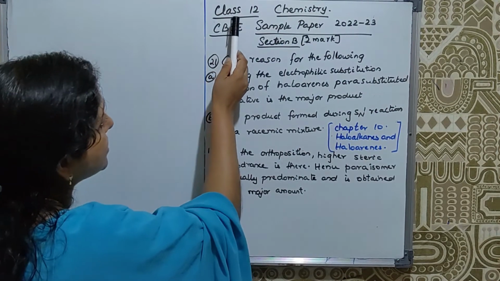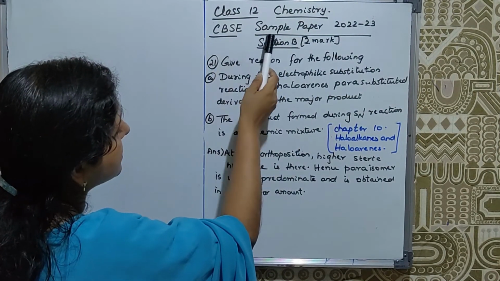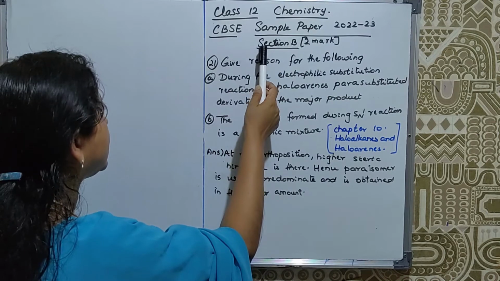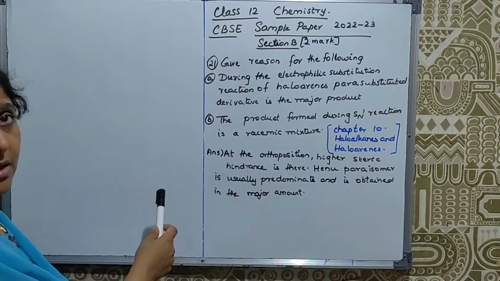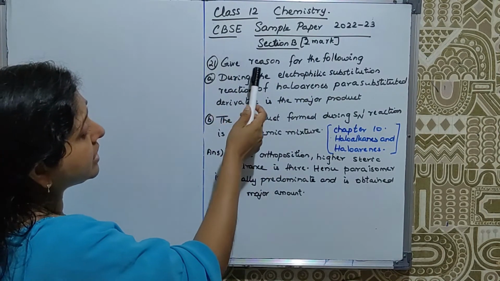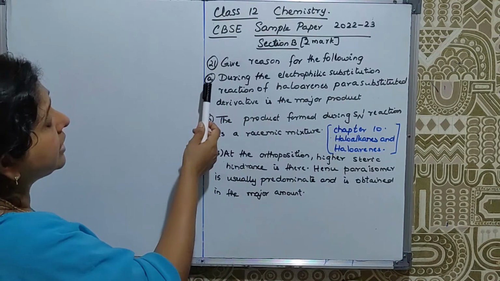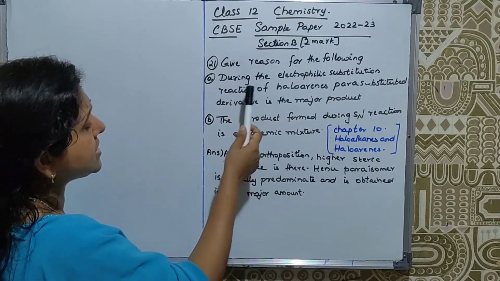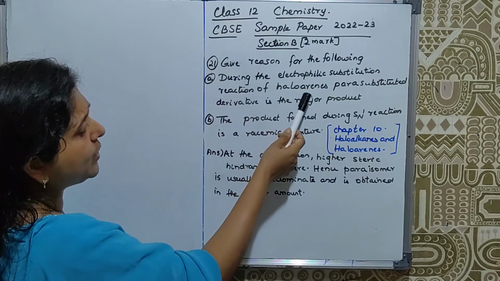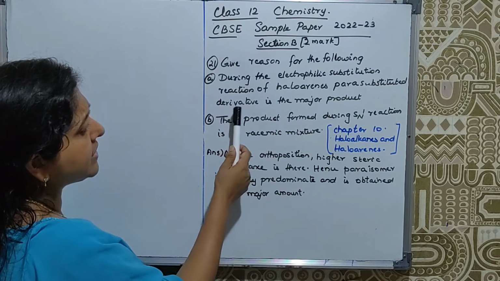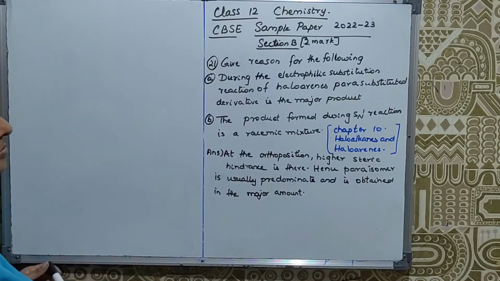Hello children, we are doing class 12 chemistry CBSE sample paper 2022-23, section B, 2-mark question. Question number 21: give reason for the following. A: during the electrophilic substitution reaction of haloarenes, para substituted derivative is the major product.